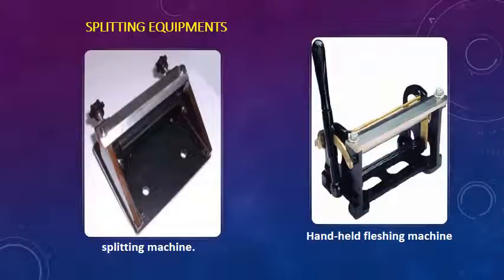Here we can see the splitting equipment, that is to reduce the thickness or to make the uniform thickness in the leather. In the right side we can see that handheld fleshing machine which can reduce the thickness, whereas in the left side we can see the splitting machine which can reduce the thickness and make it uniform.